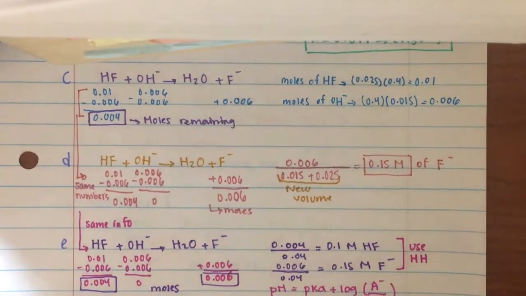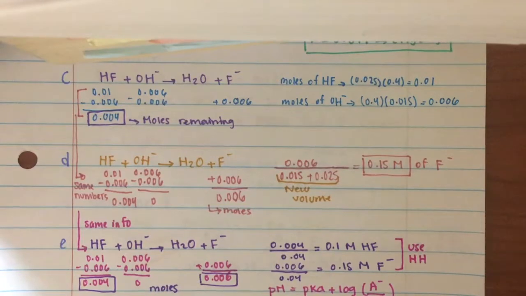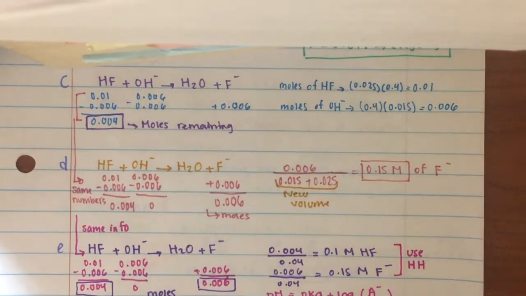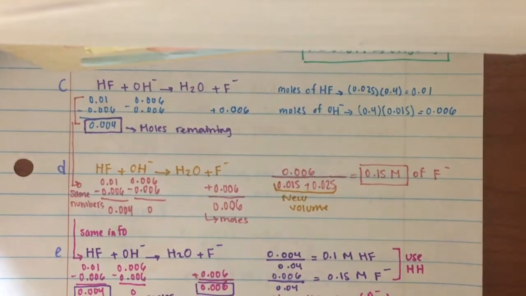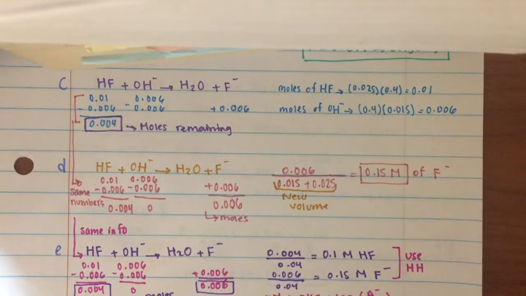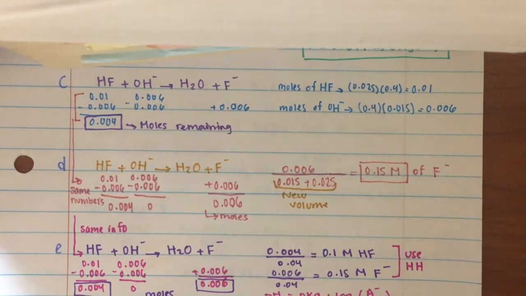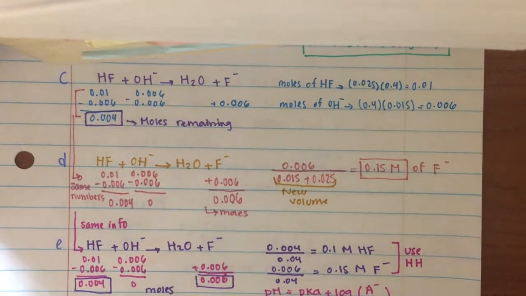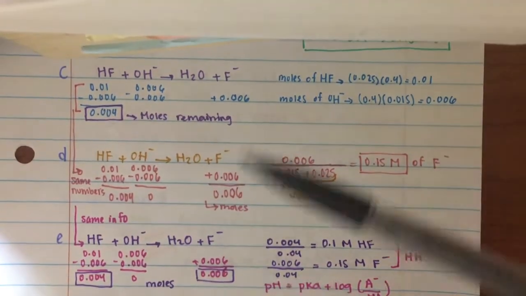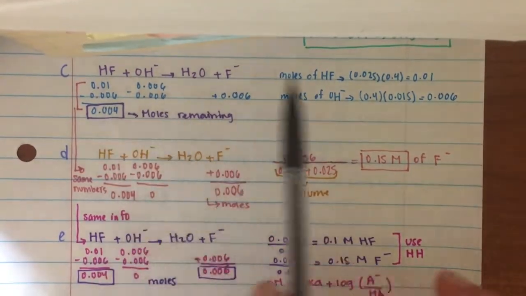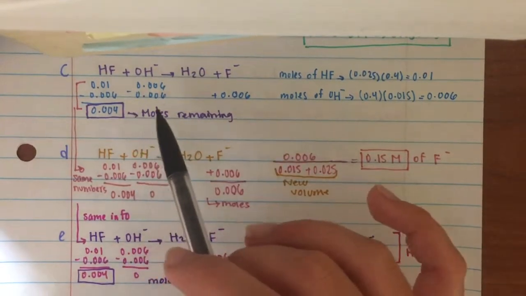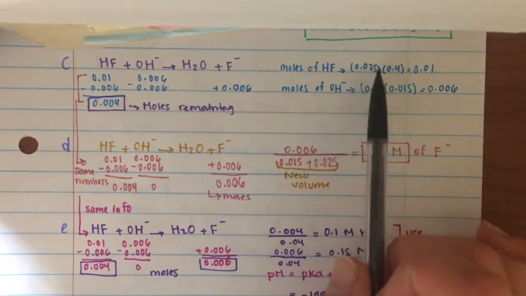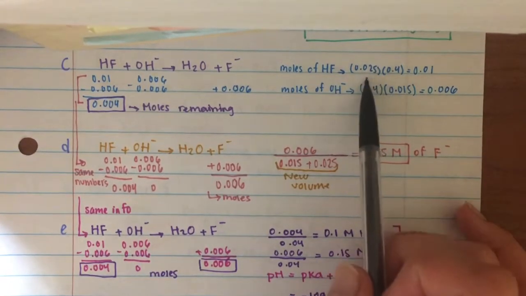So for part C, we have a different equation, which is HF plus OH gives you H2O plus F ion. So it gives you a volume of 15 milliliter of 0.4 molar NaOH is added to 25 milliliter of 0.4 molar HF. Calculate moles of HF remaining in the solution. So what you have to do is create an ice chart. To find the moles, because the volumes are different, you have to find the moles.